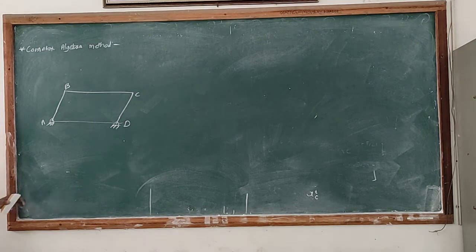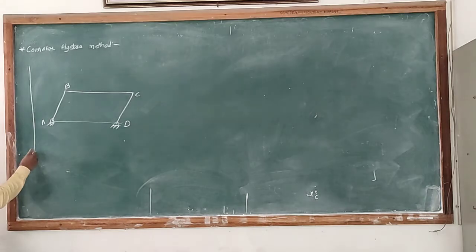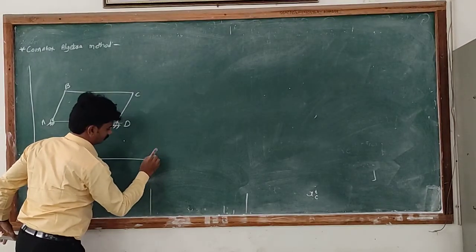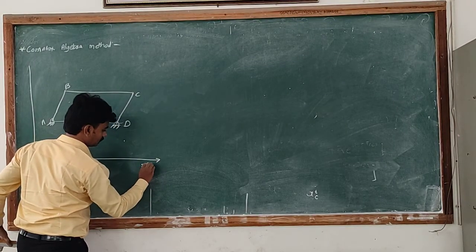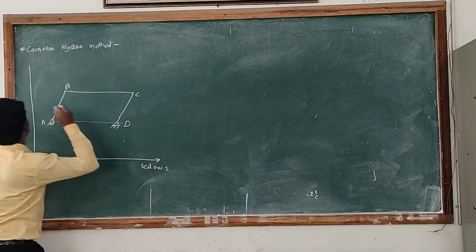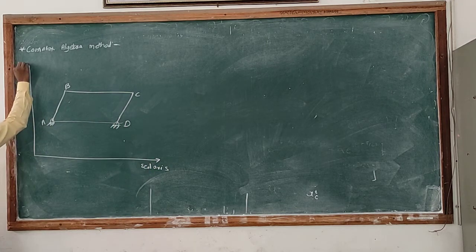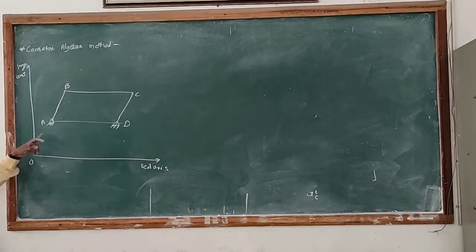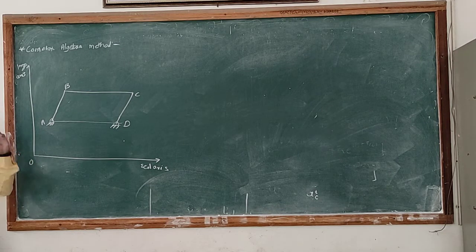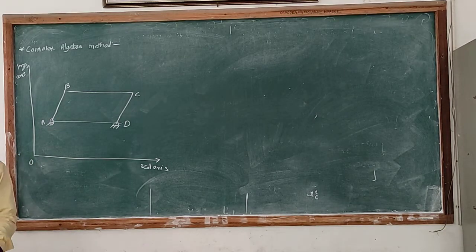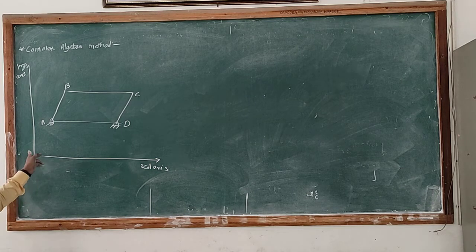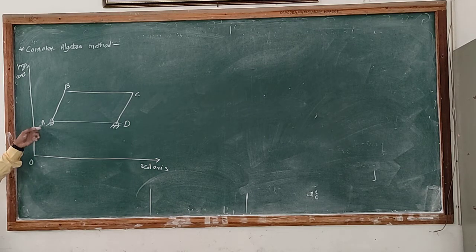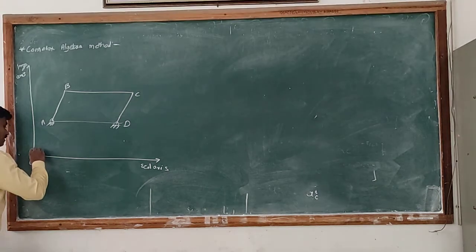Okay. Now, suppose this is my real axis and this is my imaginary axis. And this is my origin. Now, I want to represent this point A with respect to the origin. Then I will join it first of all.